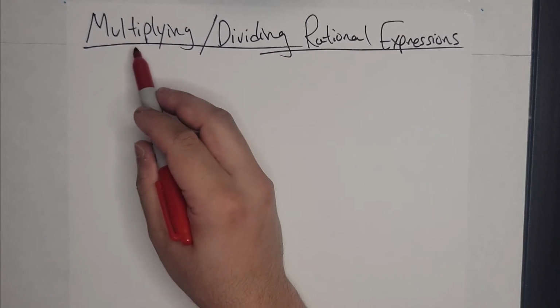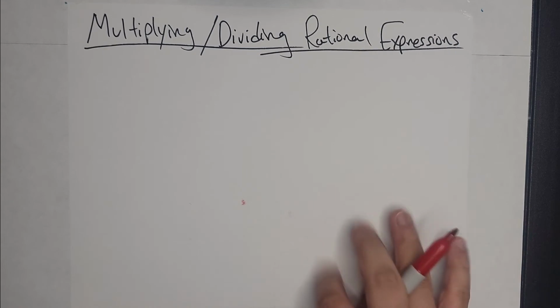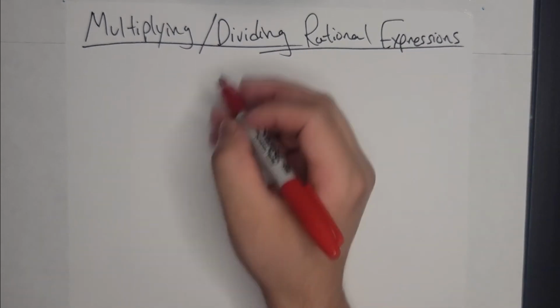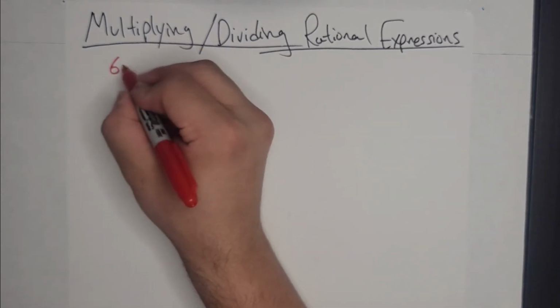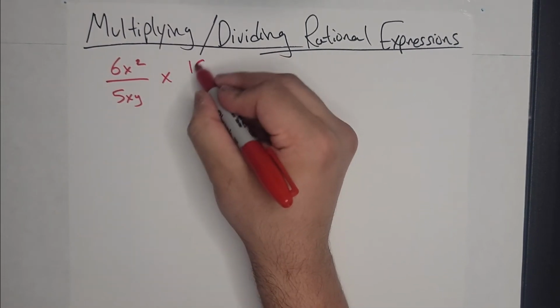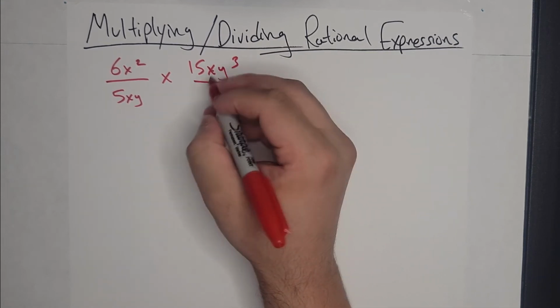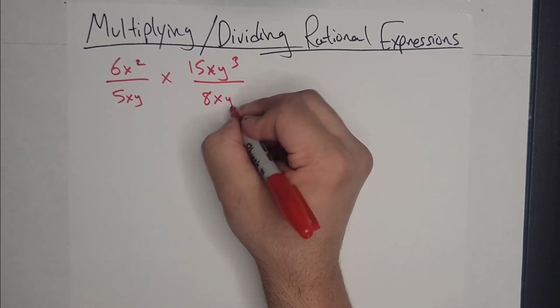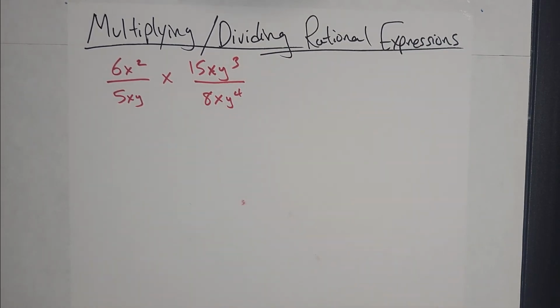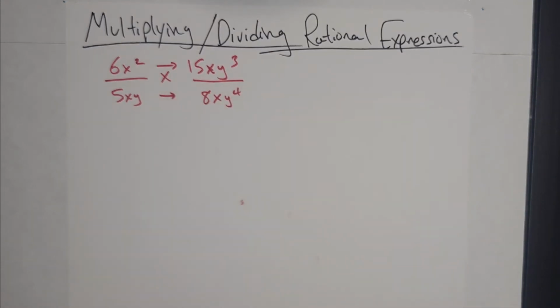So in this video we're going to be multiplying and dividing rational expressions. So let's start with something: 6x squared over 5xy times 15xy cubed times x over 8xy to the 4. Now, as we remember multiplying fractions, you just go straight across.